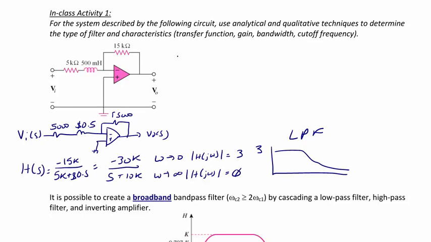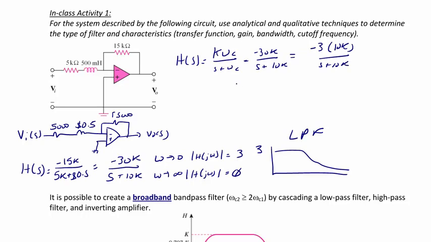So comparing this to our standard form, H of s is equal to k omega c over s plus omega c, and we have negative 30K over s plus 10K. And remember, k is a negative 3. Here we use the magnitude, which is why it was a positive 3. So we would have negative 3 times 10K over s plus 10K. So we get that the cutoff frequency is 10 kiloradians per second.